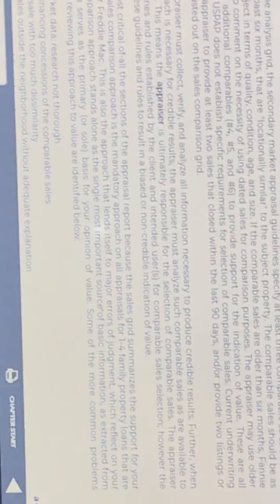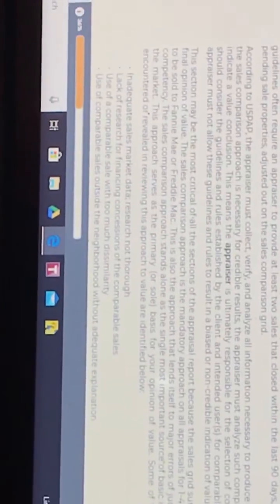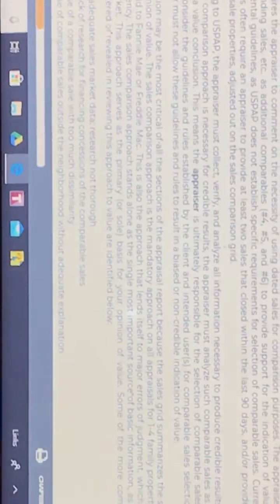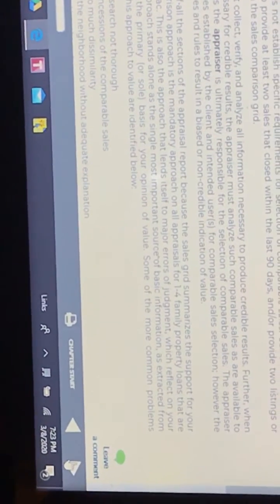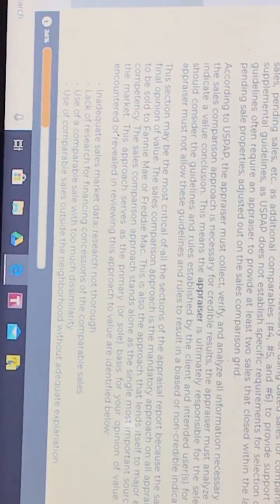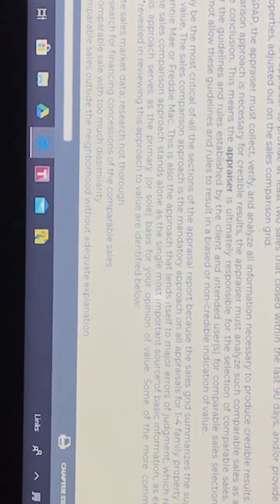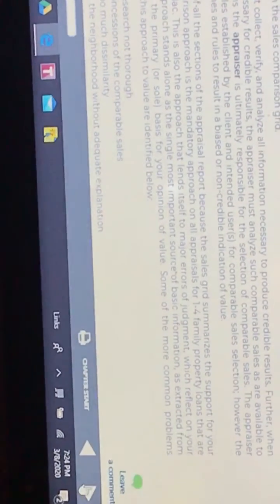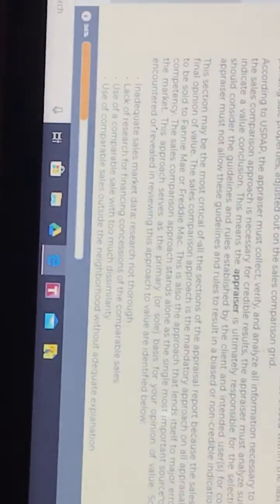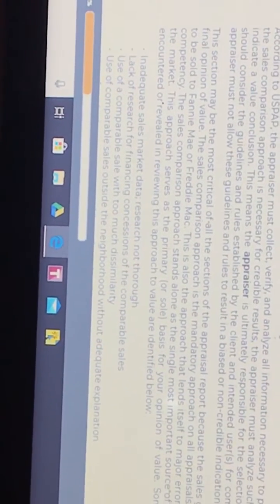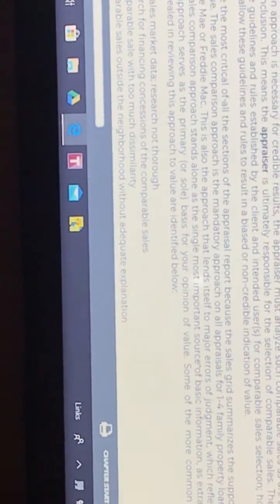This is also the approach that lends itself to major errors of judgment, which reflect on your competency. The sales comparison approach stands alone as the single most important source of basic information as extracted from the market. This approach serves as the primary or sole basis for your opinion of value. Some of the more common problems encountered or revealed in reviewing this approach to value are identified below.